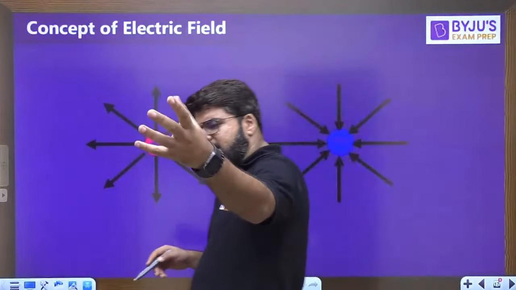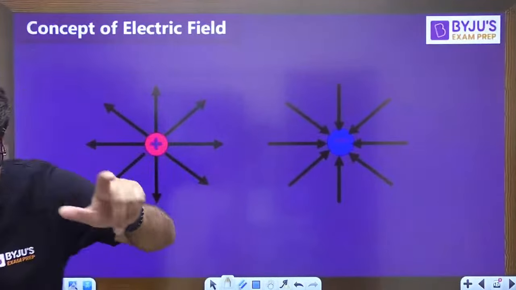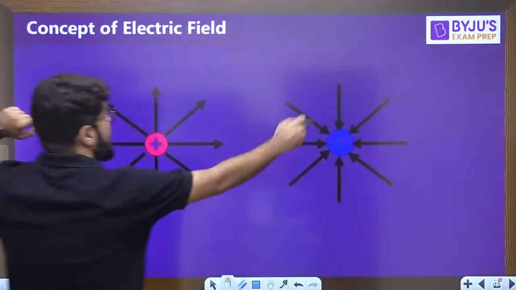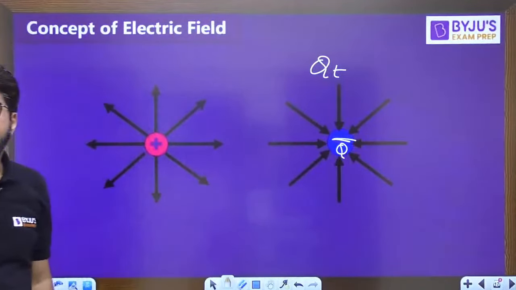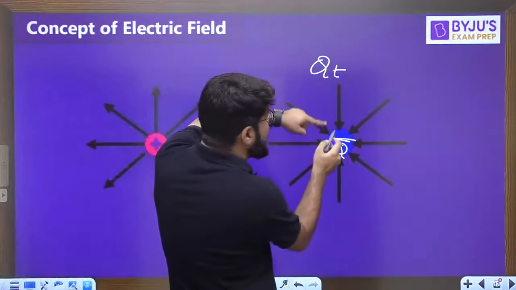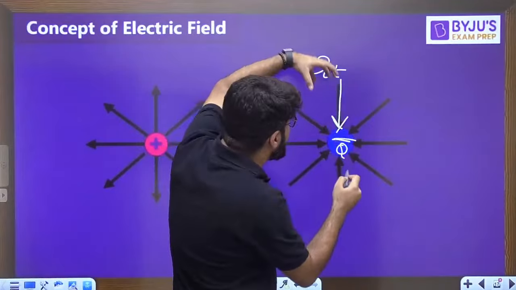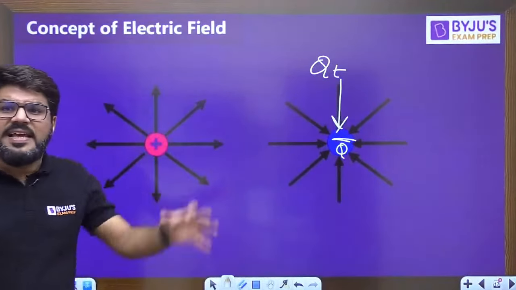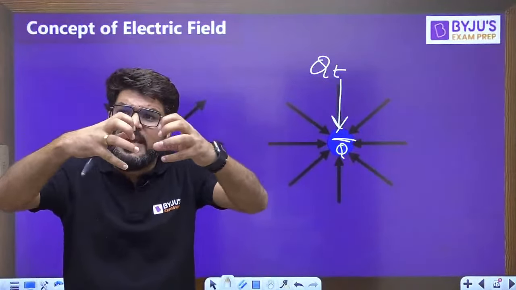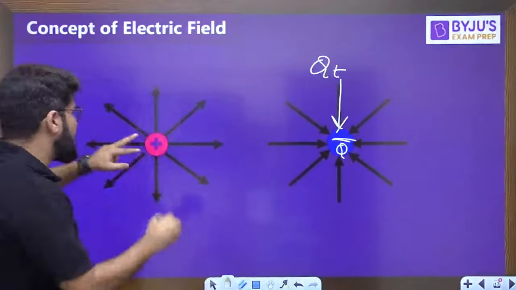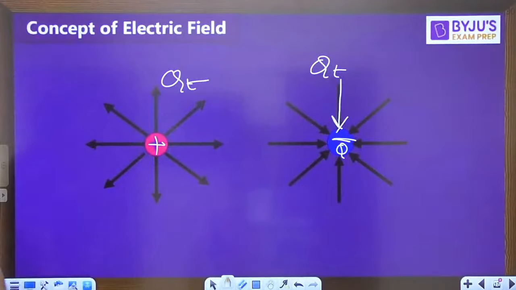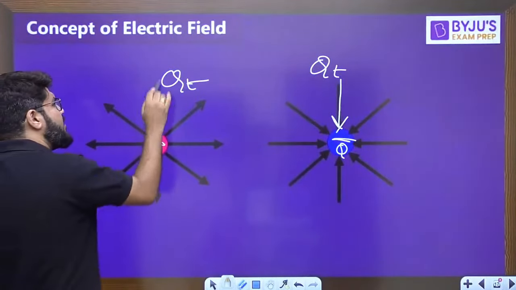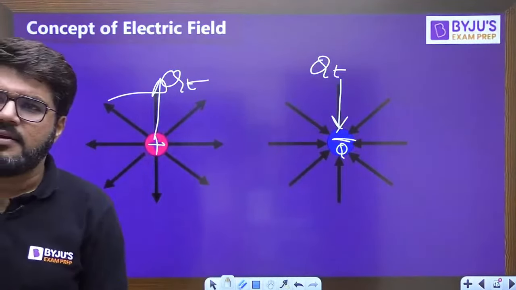Let's take the test charge QT as a standard positive test charge. So if the test charge QT is positive but the source is negative, then there will be attraction. This negative charge will try to attract the positive charge, so the electric field lines will look radially inward, coming towards the source. But if there is a positive charge, and QT is by default positive, then there is repulsion, and the field lines are away.